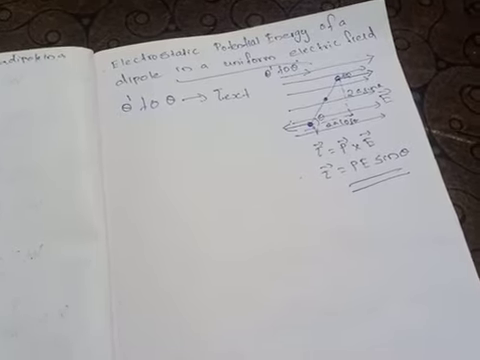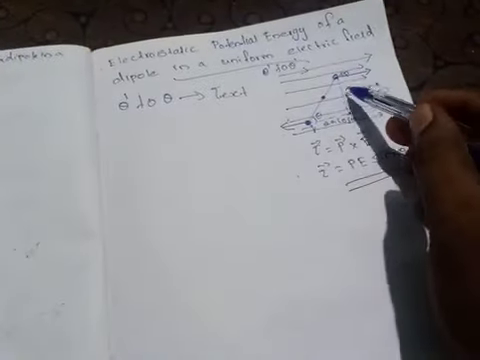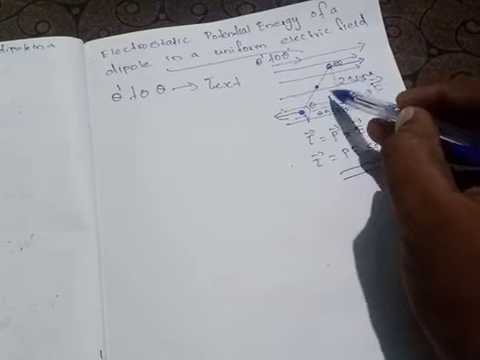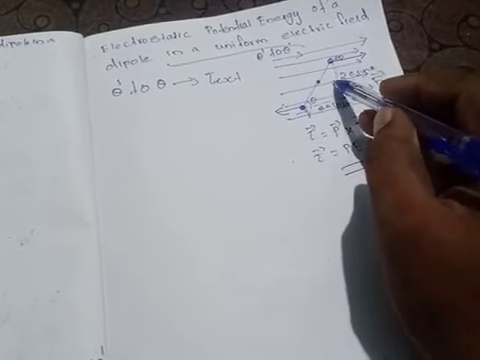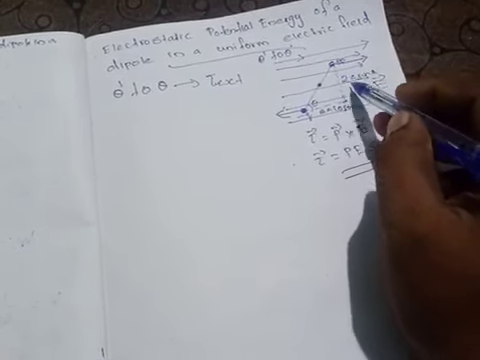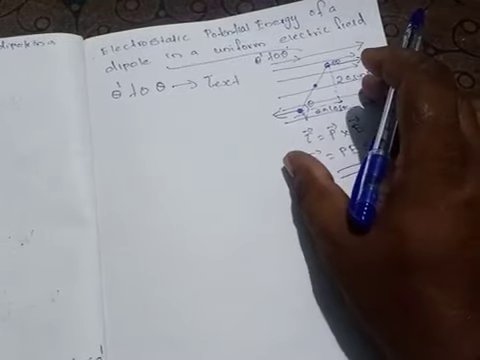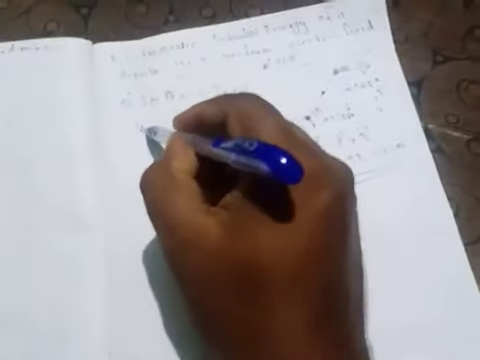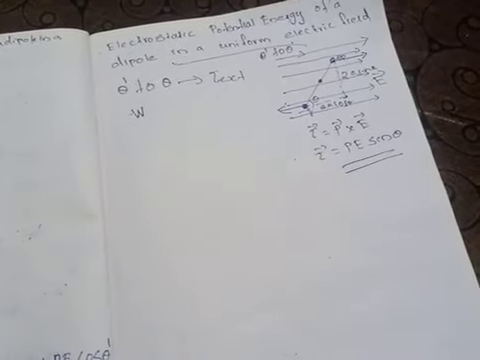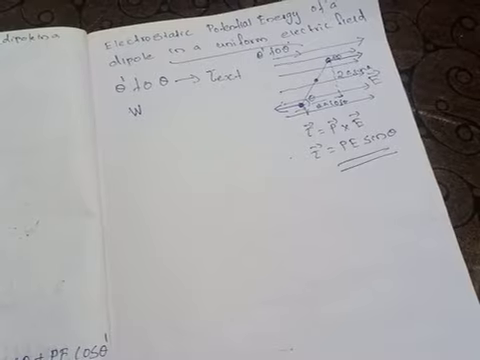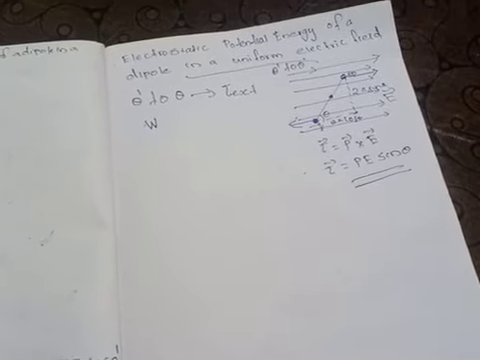Okay. Now you can write an equation. We know that when this dipole is rotating at constant angular velocity, there must be some work done. That work done we have to find out, and that work done is equal to the electrostatic potential energy. So let us find what this work done is.